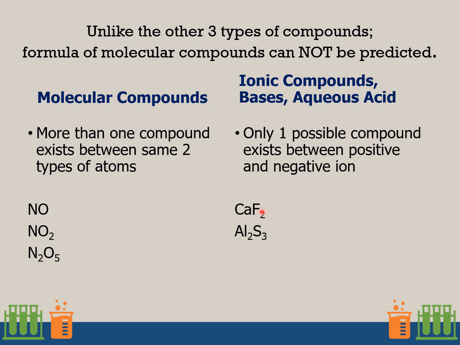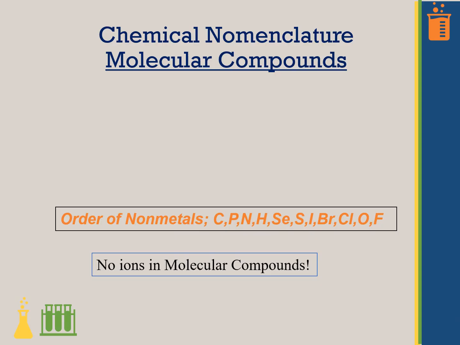So there's only one possible compound that can exist between Ca and F, or Al and S, or H and Cl, or Na and OH. So because of that, we won't state the number of ions in the name when we name these compounds, but molecular compounds are not made of ions, so we do have to state the number of atoms in the name.